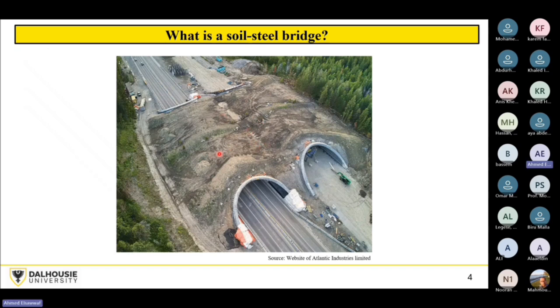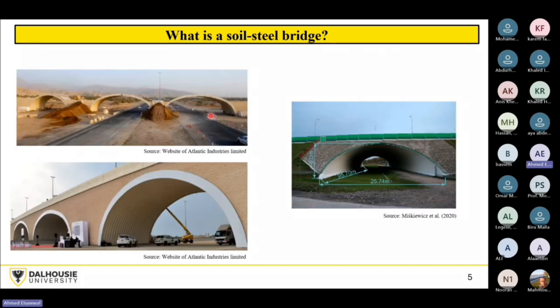After the end of the construction, this bridge is used as a wildlife crossing so that animals can cross the highway. And here, some other pictures. On the left, so far, this one is considered the largest span soil steel bridge. And as a span here, I'm talking about the distance between the spring lines, from this edge to this edge. This is called the span of the soil steel bridge. Here you can see the span is 25.74 meters.